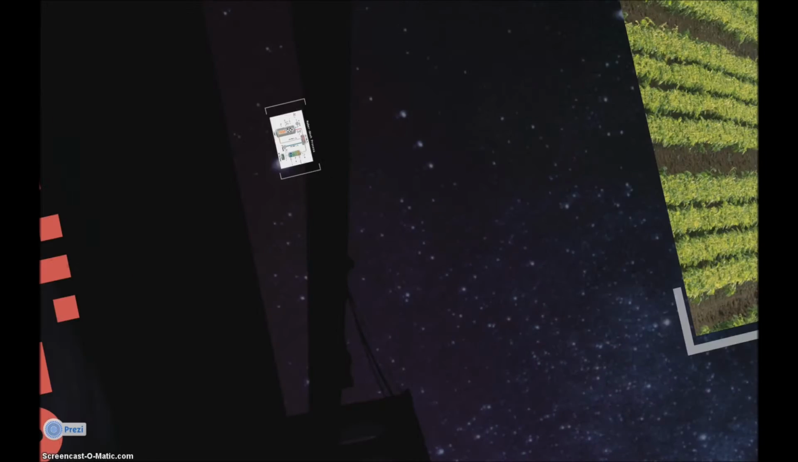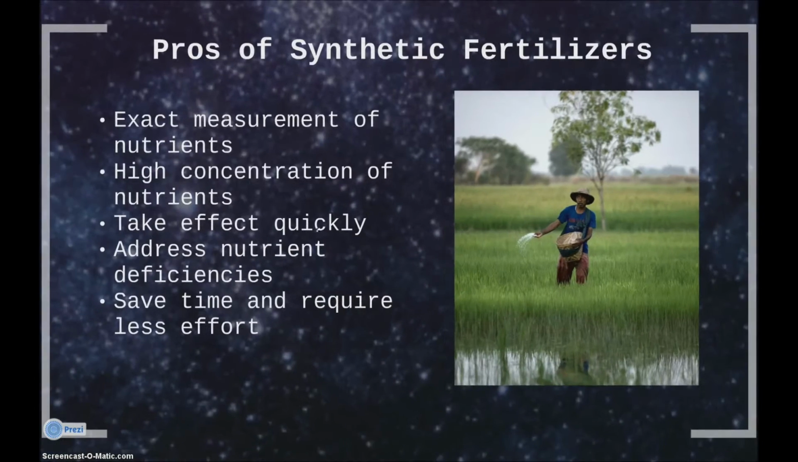Synthetic fertilizers are widely used in farming and have many benefits associated with them. To begin, synthetic fertilizers contain an exact measurement of the amount of certain nutrients, allowing farmers to precisely meet the nutrient requirements for each specific crop. Synthetic fertilizers also have a higher concentration of nutrients that help promote beneficial growth and the function of crops. Synthetic fertilizers do not need to decompose to release their nutrients, so they benefit the plant very quickly. They easily address nutrient deficiencies in soil and can cure diseased or infected crops. Synthetic fertilizers help save farmers time, money, and effort compared to other means of fertilization.